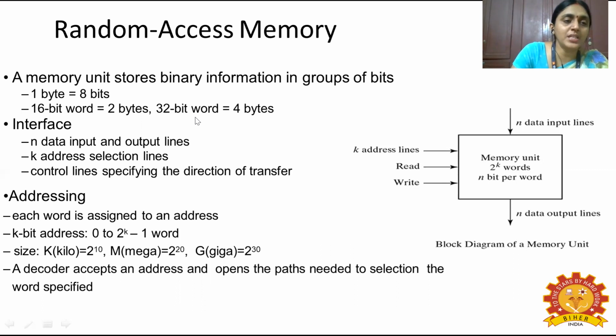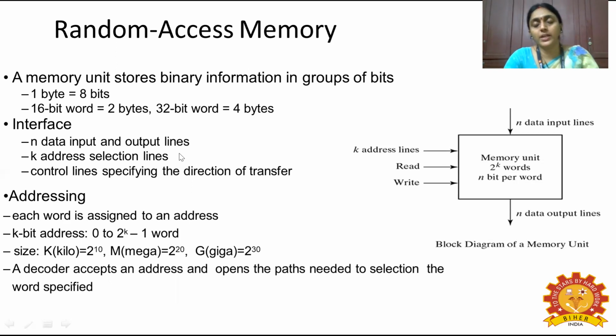In the addressing mode, each word is assigned an address, where a k-bit address covers words 0 to 2 power k minus 1. The size unit 2 power 10 is kilo, 2 power 20 is mega, and 2 power 30 is giga. A decoder accepts an address and opens the paths needed to select the word specified.